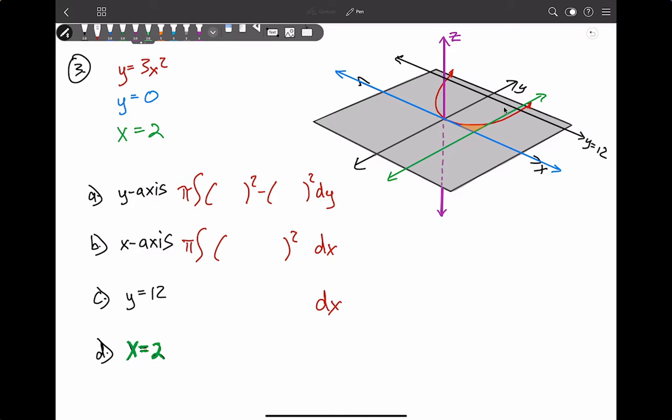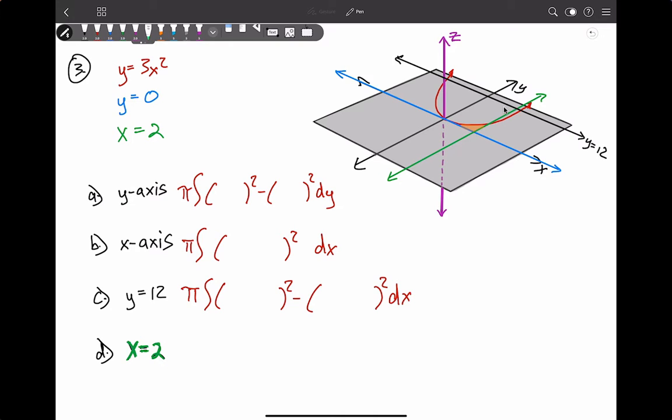So that's going to be another washer method. So it'll be pi big R squared minus little r squared, and it's going to be dx because they're parallel with the y-axis, aka vertical slices. And then last but not least, we have this revolving around x is equal to 2.